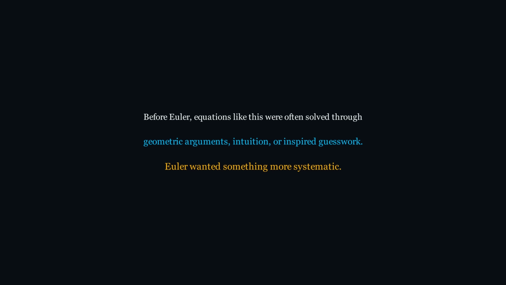Before Euler, equations like this were often solved through geometric arguments, intuition, or inspired guesswork. Euler wanted something more systematic. His key insight was that certain functions behave especially well under differentiation. Differentiate them once, twice, or 10 times, and they keep essentially the same form. The exponential function is the most important example, so Euler assumed a solution of the form x of t equals e raised to the power lambda t.